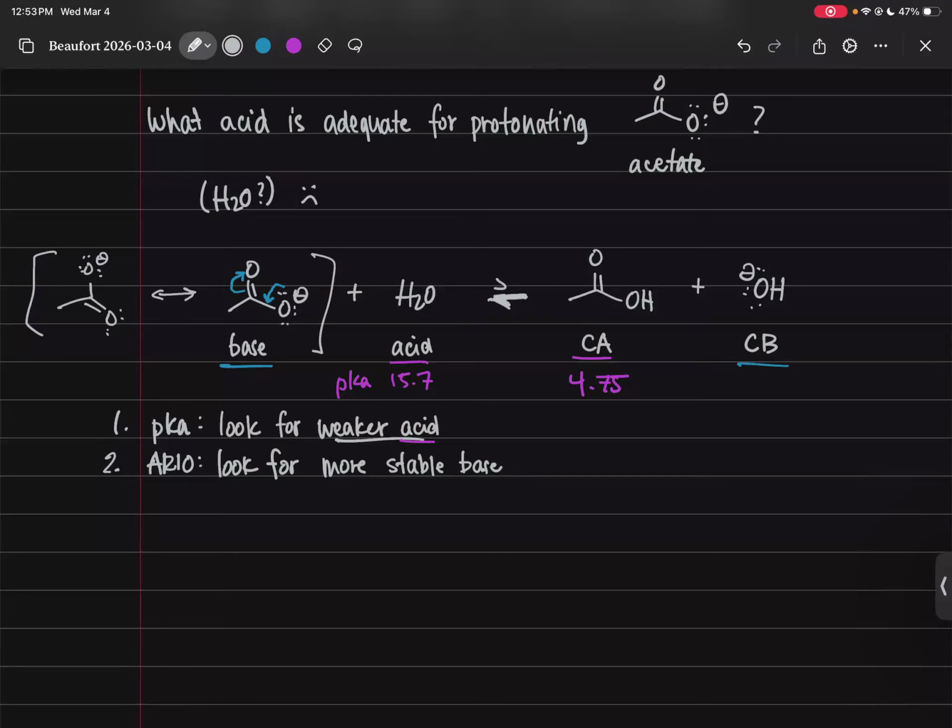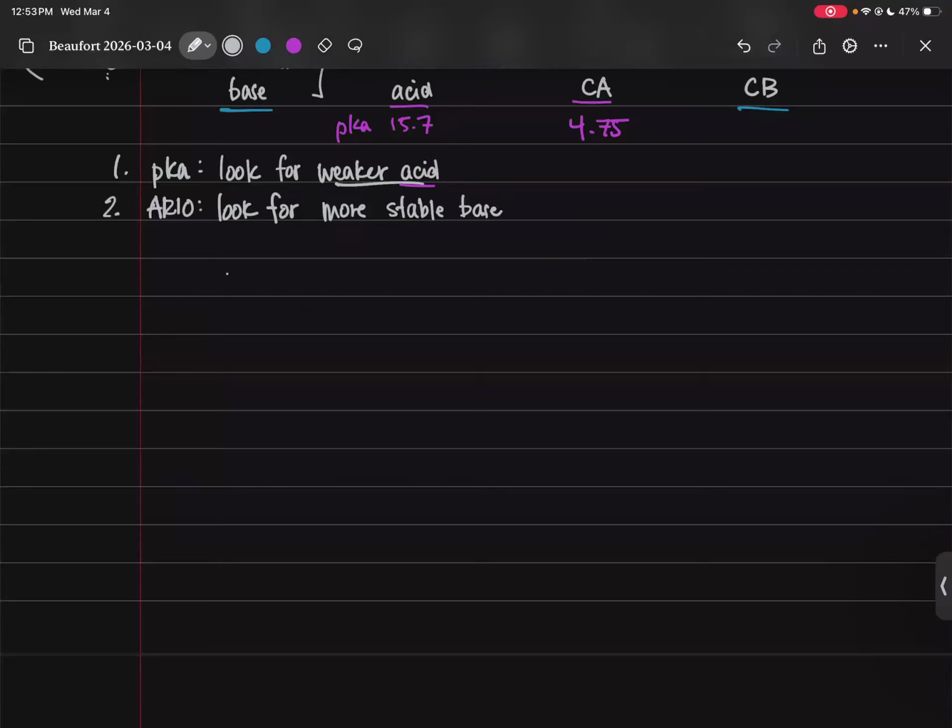Okay, what other acid should we try? What's an acid that's like a real acid? HCl? HCl is a good acid. Okay, so we'll do the same thing here. Acetate plus HCl gives us acetic acid plus chloride.